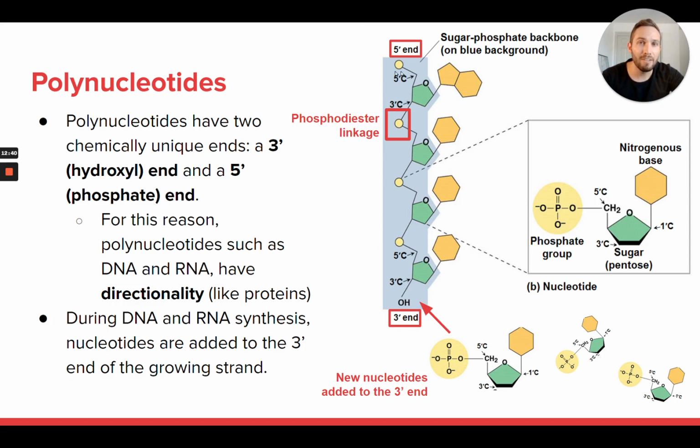On one end, there's a phosphate group that you're going to find. If you go to the very end of one of these strands, there's going to be a phosphate group, which is attached to the 5' carbon on the sugar. So we call this the 5' end, which has the phosphate group.